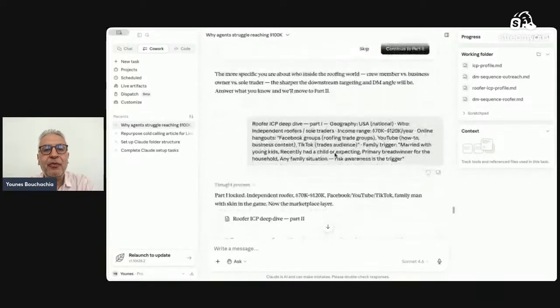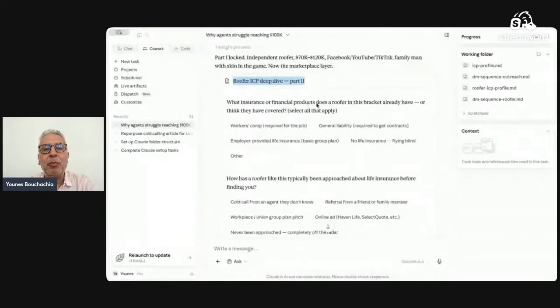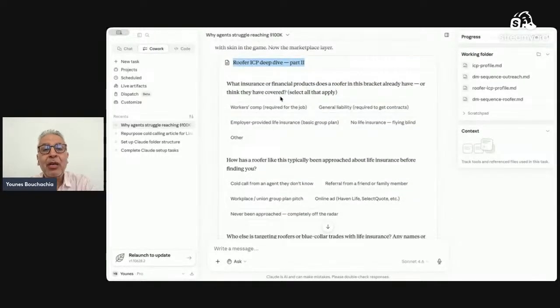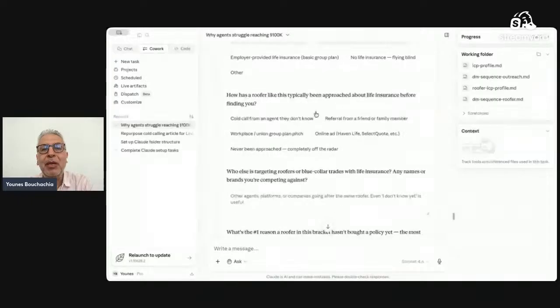This is the first part. The second part, roofer ICP deep dive. What insurance or financial product does the roofer in this bracket already have or think they have covered? So most roofers, for example, they have workers' compensation. This is required by the state or the government, but the rest, they are not covered. Generally liability, employer provided, no life insurance. How has a roofer like this typically been approached about life insurance before? Cold calls, workplace, referrals, what have you.